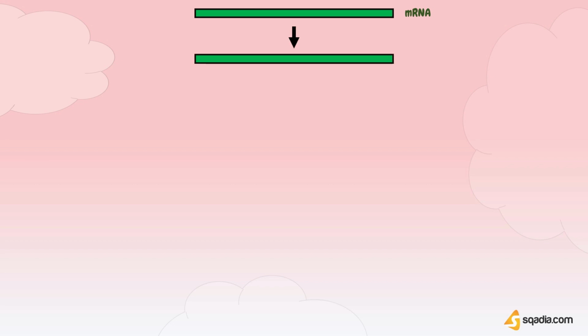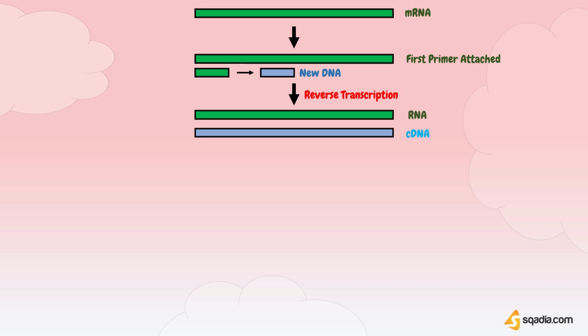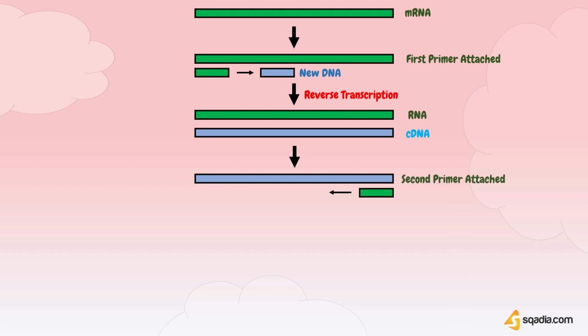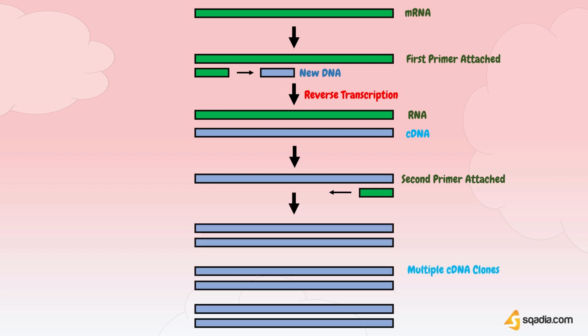The reverse transcriptase polymerase chain reaction approach uses messenger ribonucleic acid as starting material. After the first primer is attached, complementary new deoxyribonucleic acid is synthesized by reverse transcription. This is used as a template for a new deoxyribonucleic acid strand. Then the second primer is attached. Subsequently, multiple copies of complementary deoxyribonucleic acid are produced by polymerase chain reaction.